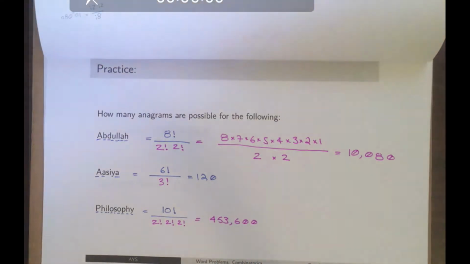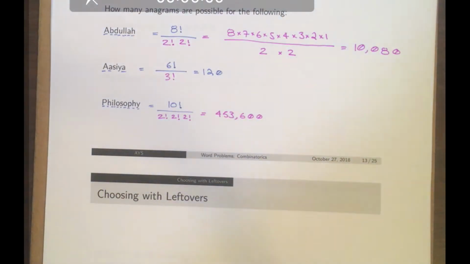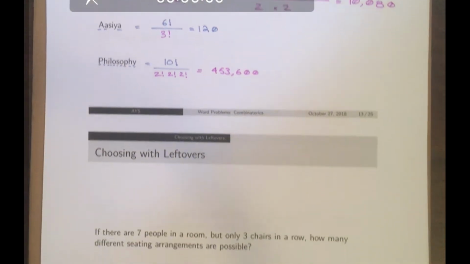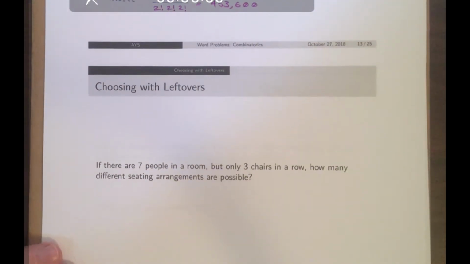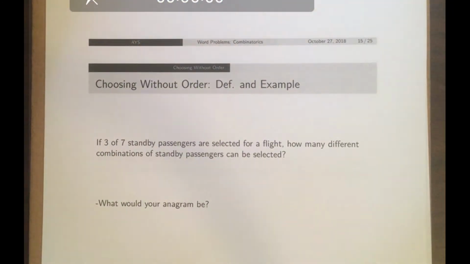Okay, that's anagrams. Moving along quickly. The next topic we have is choosing with leftovers. So in the classic example, 7 people in a room, but there's only 3 chairs. How many different seating arrangements are possible? Let me see if I solved it on the next one. Yeah, I did. Okay, I'll just do it over here.